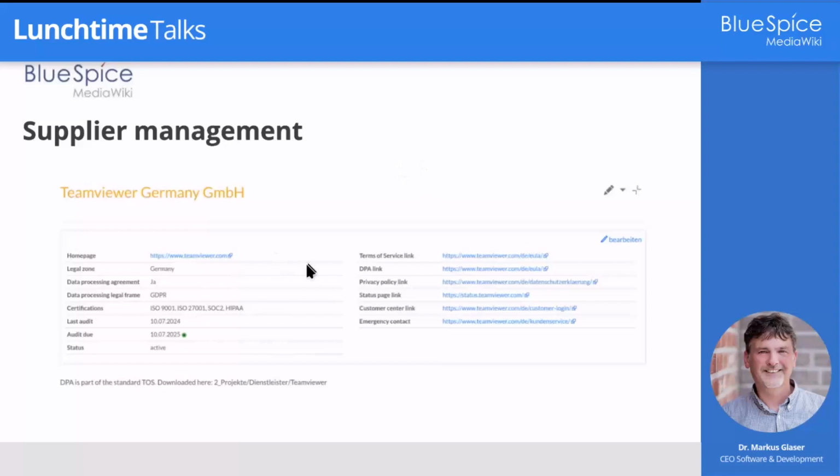So we can add these metadata fields, and then I can say, give me all the suppliers where we do not have a data processing agreement, for example. And then I can go through that and review it and see if we need to take action here or if we just keep it because we're fine with it.